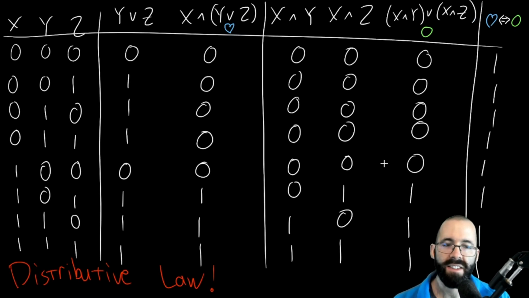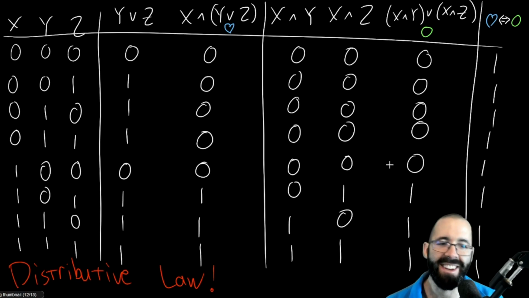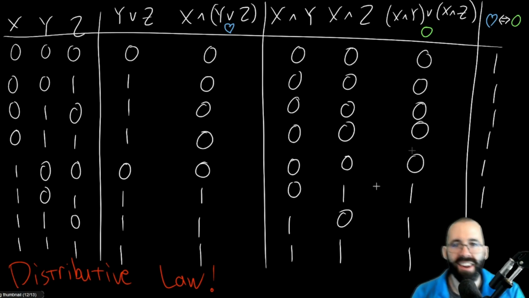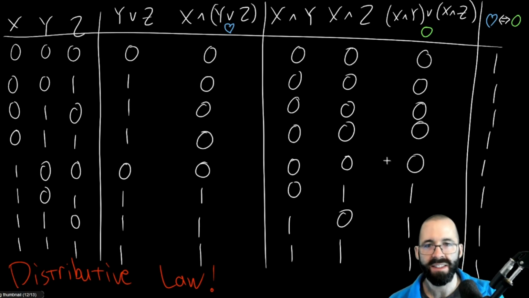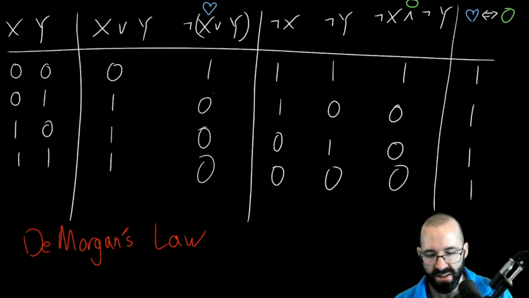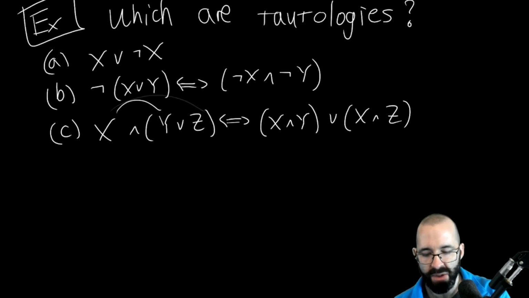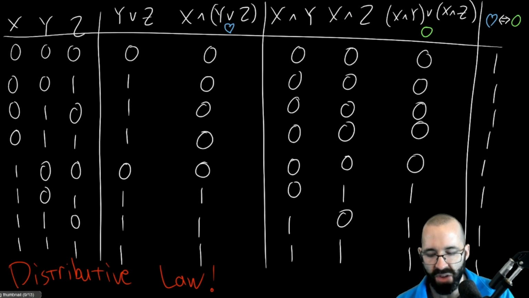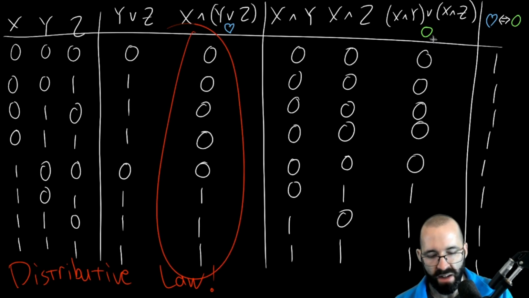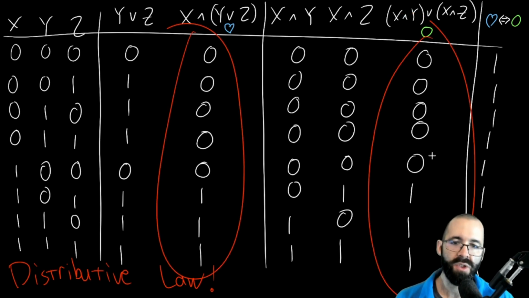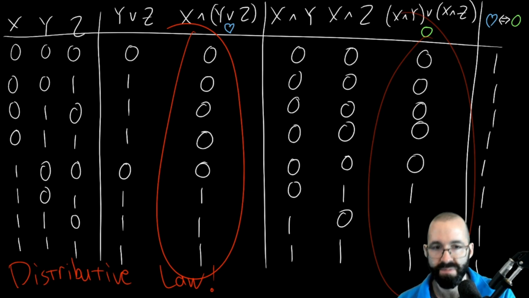Finally, they're all tautologies. This is the distributive law, right? We were looking at, in letter C here, it's essentially we're distributing this and. X and Y or X and Z. That's exactly what we're doing here. This is the distributive law. It certainly works. And again, just like before, they're equivalent because they're either both true or both false.